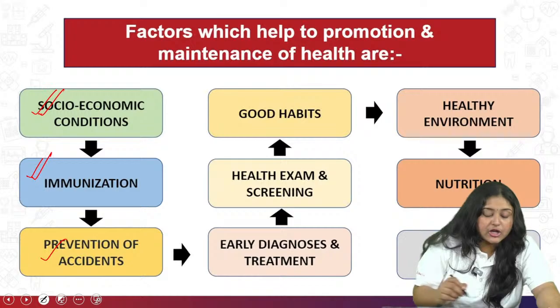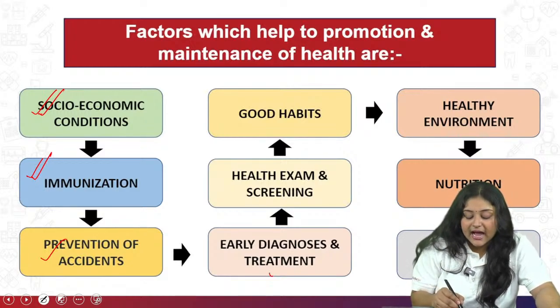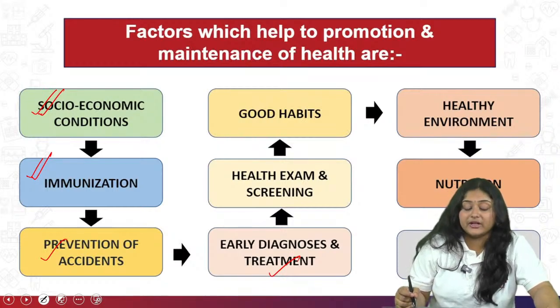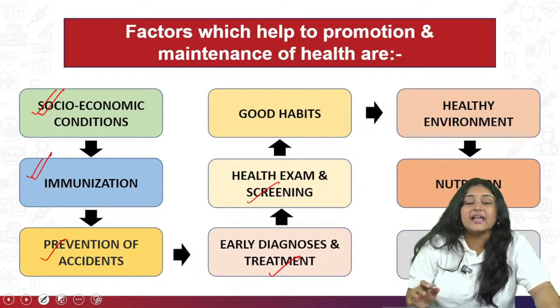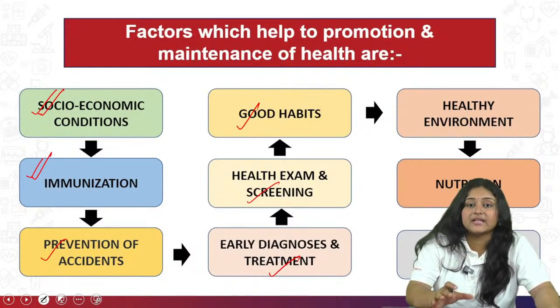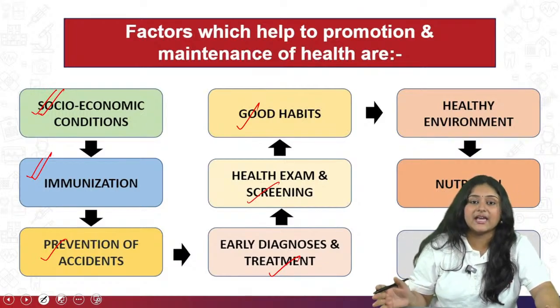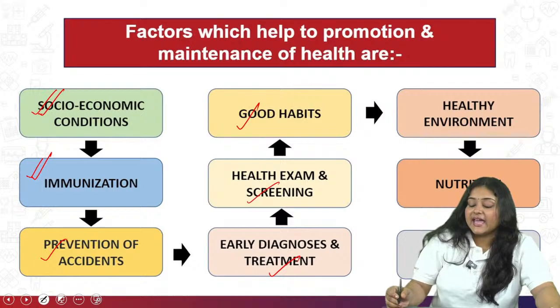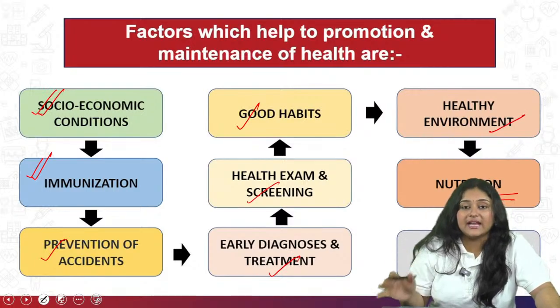Next is the prevention of accidents, mainly for children as well as for adults. Then early diagnosis and treatment to prevent the disease. Then health exams as well as screening. Next is good habits for the people who are present in that particular community area, for example environmental sanitation, hygienic cleaning, etc. Then a healthy environment as well as nutrition.